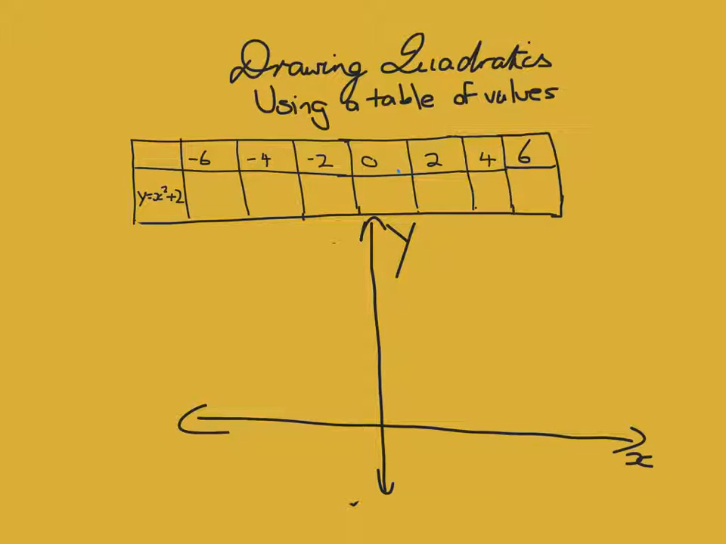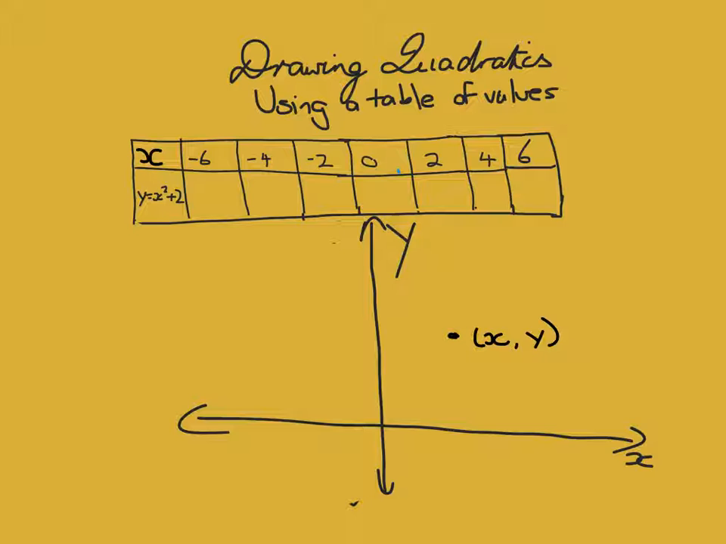Well, we've got a table of values here, and we've got this example of drawing quadratics using a table of values where we've got y equals x squared plus 2, and we're going to draw it. We've got our axes down here. We've got a whole list of x values up the top here. So remember, when you've got an axis and you've got points on it, we label each point by saying what is their x coordinate and what is their y coordinate.